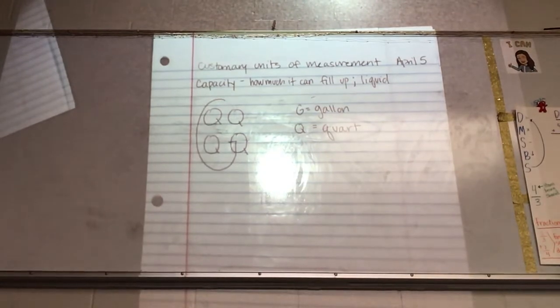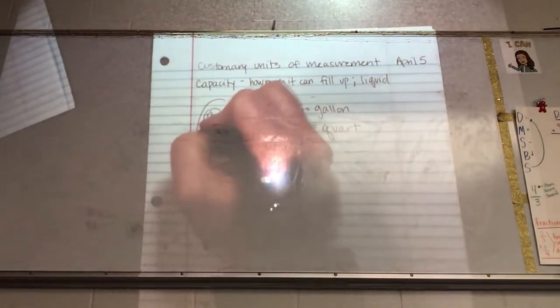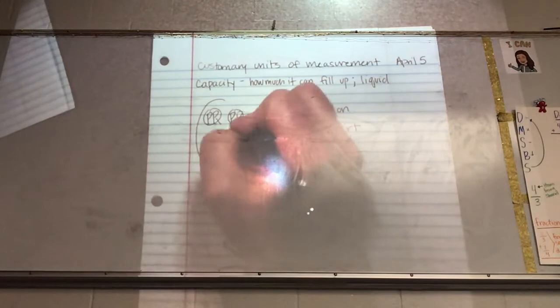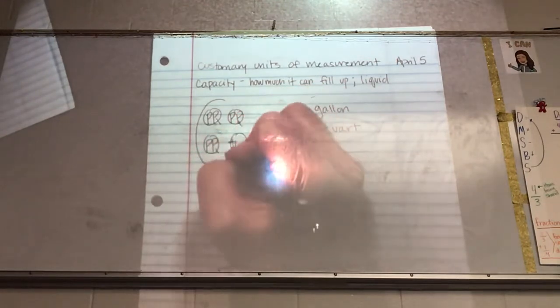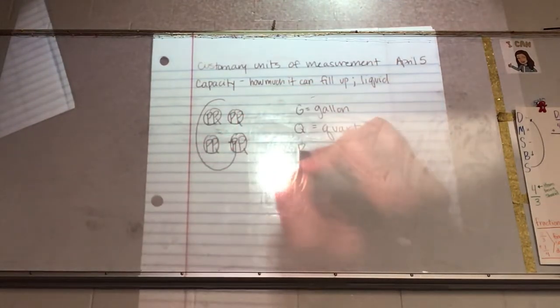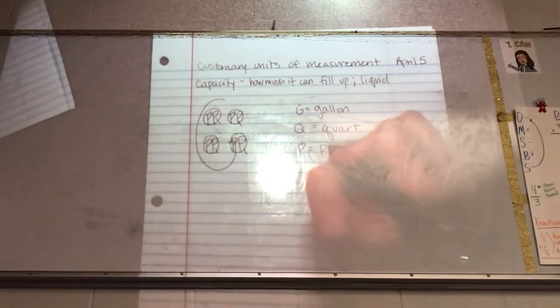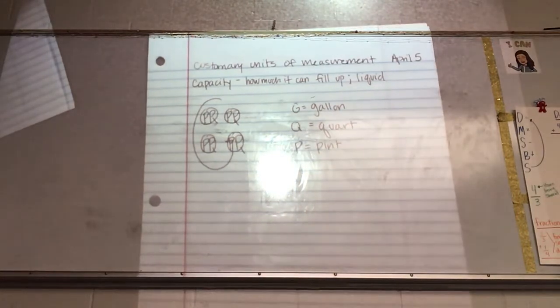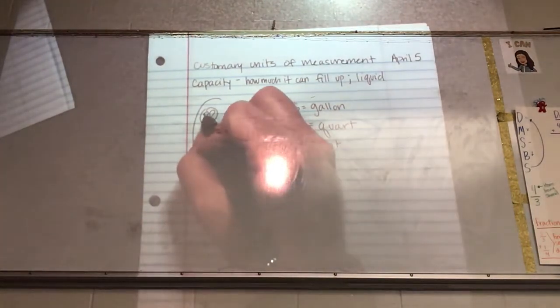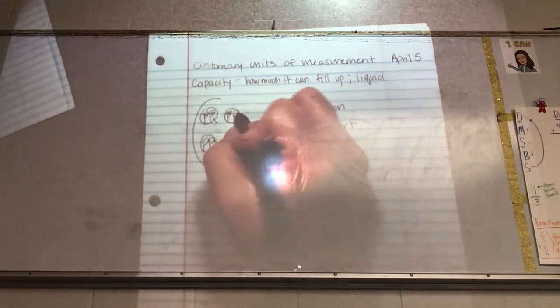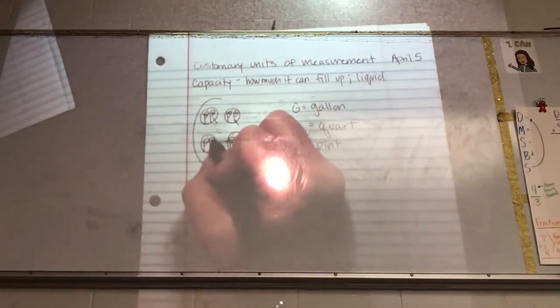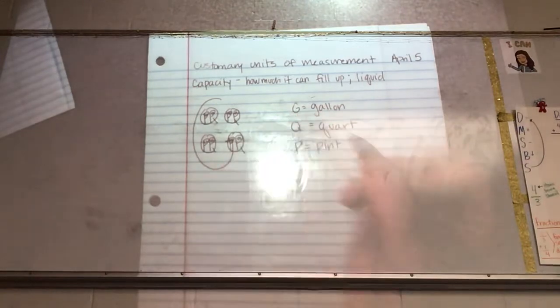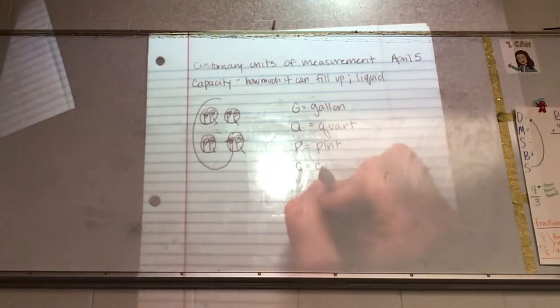And inside the quarts, we have 2 pints. Pints do the same thing. A P is pint. And inside the pint, we have 2 cups. A C is a cup.